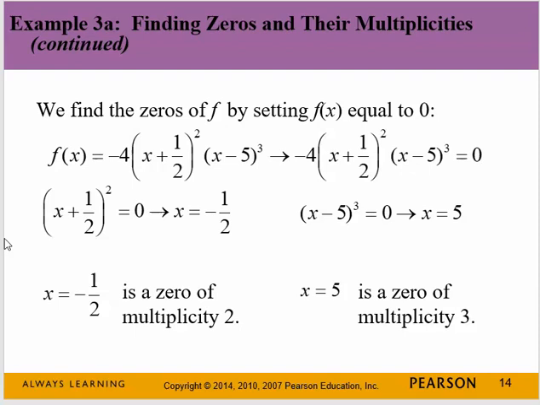It's not going to cross the line. It's just going to bounce off it. And multiplicity of 2, because this was to the second degree. Now, this other one is going to show x equals 5 as a 0. Remember, this is an ordered pair. This is x is 5, an x-intercept, and multiplicity of 3, because this was to the third degree.